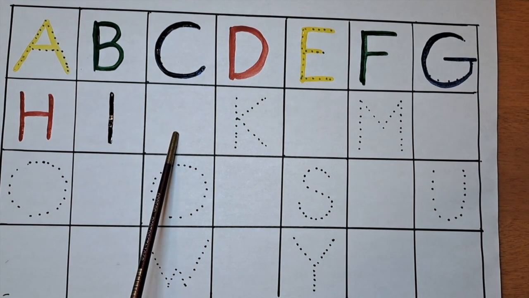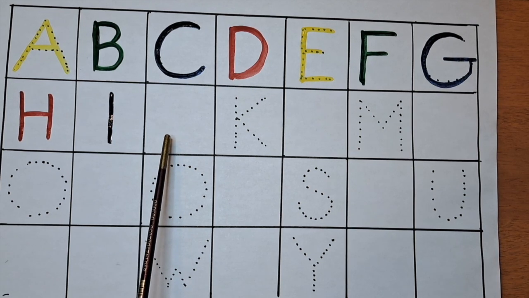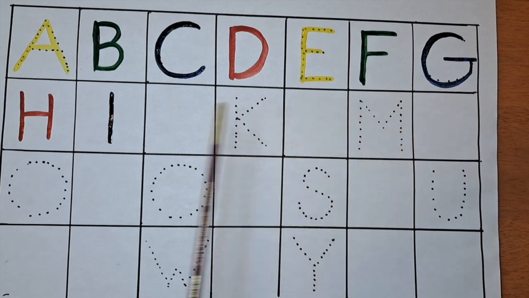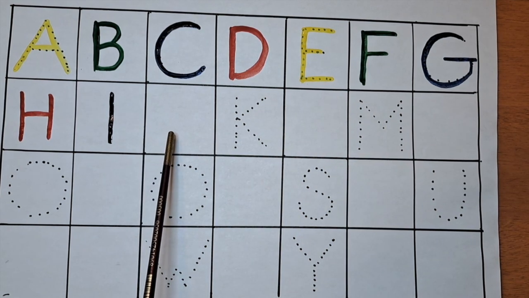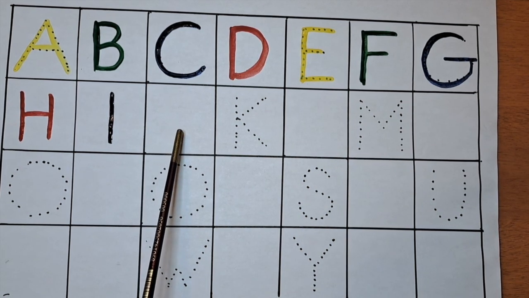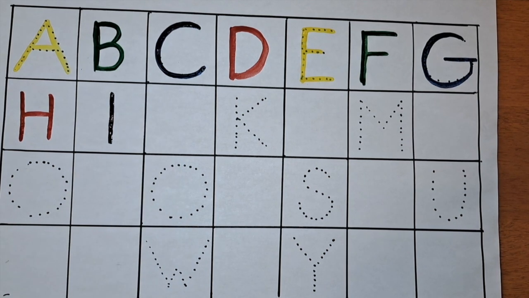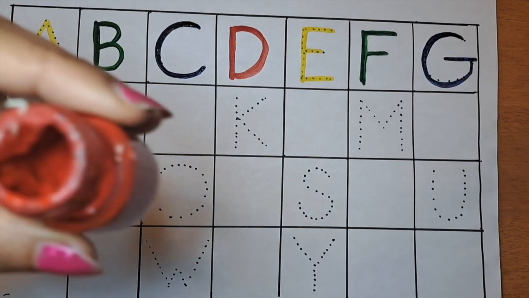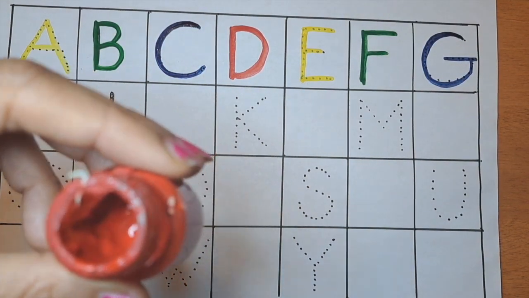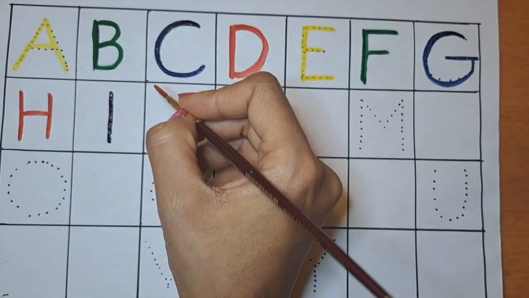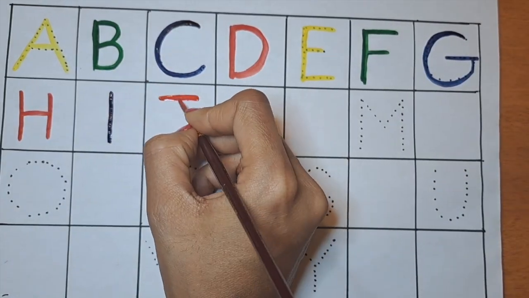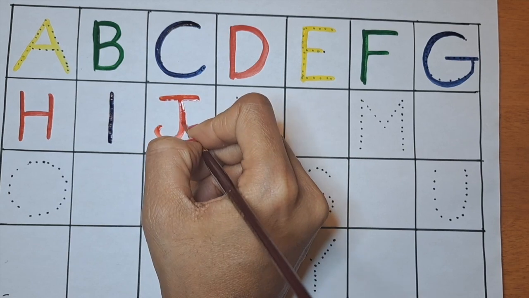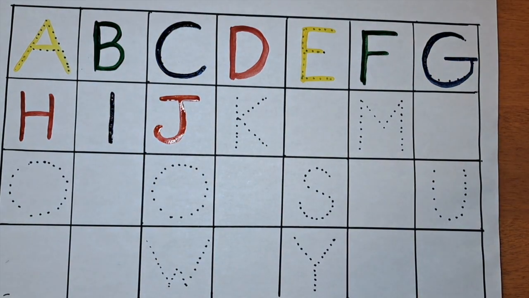What is the next letter? Tell me, guys. J. Very good. Let's do a J over here. Can we do a J with the red color? Let's do the J with the red color. J for jacket. J for jacket.